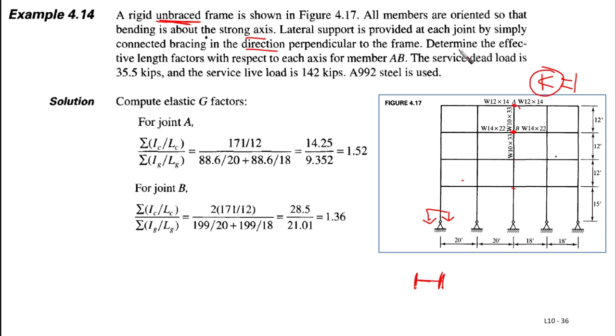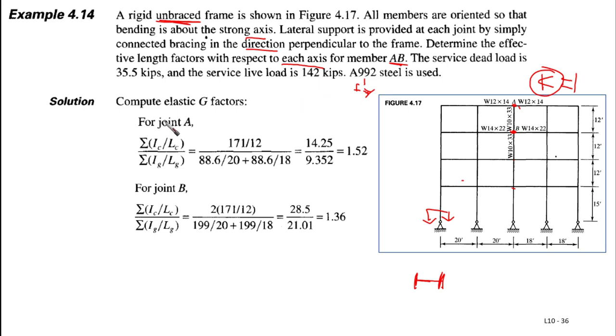Okay. Determine the effective length factors with respect to each axis for member AB. So we have chosen this member, which is AB, to examine and determine the effective length factors with respect to each axis. The service dead load is 35.5 kips, and the service live load is 142 kips, and A992 steel is used, meaning that our F yield is 50 KSI.